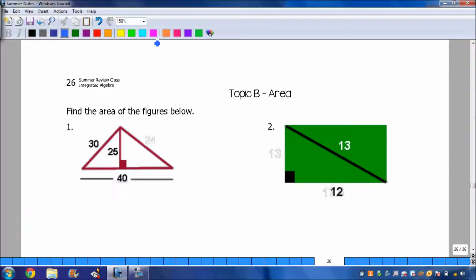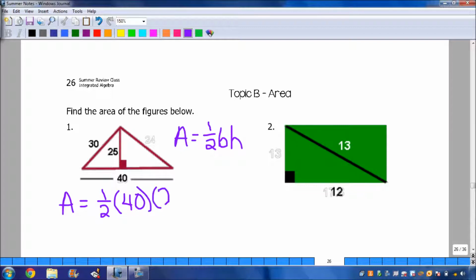Okay, topic B is on area, and you need to know some formulas in order to be able to do any area problems. So the first question, you have a triangle, and you know that you have a base of 40 and a height of 25. So basically all you have to do is use the formula 1/2 times base times height. So the base is 40, so I'll do 1/2 times 40 times the height, which is 25.